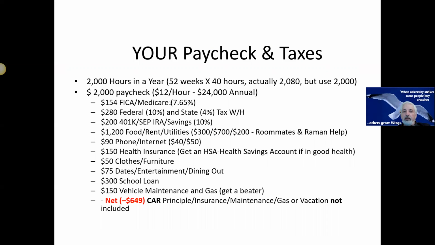We're going to take FICA, Medicare. We're going to take federal and state, that's a combined, FICA and Medicare, 7.65. 4% federal tax, 10% federal, 4% state. We're going to contribute, pay ourselves first. We're going to have food, rent, utilities, and hopefully you've got roommates and don't have to always eat ramen. You might have phone and internet bill.